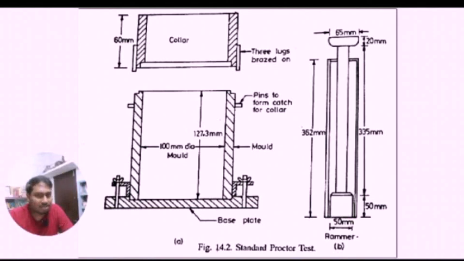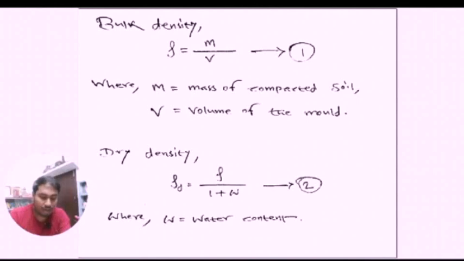The blows should be evenly distributed on the surface of the soil, and the soil surface is scratched with the spatula before the next layer is placed on the previous layer. Now the collar is removed and the extra soil is trimmed off using the spatula. The mass of the mold with the base plate and the compacted soil is taken, and the bulk density of the soil is determined using the formula I am showing here, rho equals m by v, formula number 1.